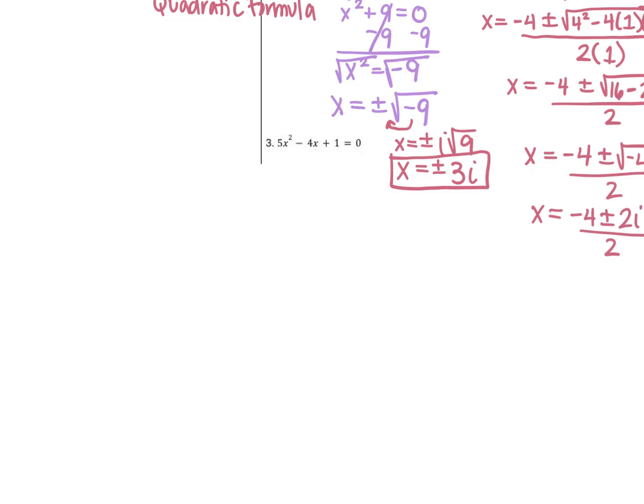Okay, number 3. That one we definitely don't want to complete the square, right? Because there's a different value in front of x. And if we tried to divide it out, ooh, we get some fractions.